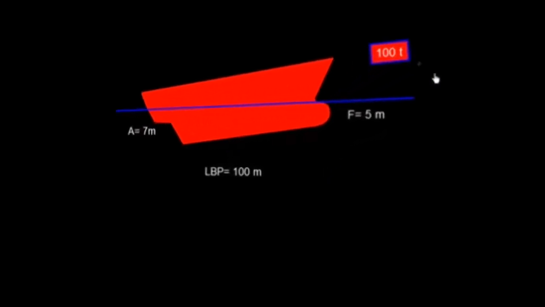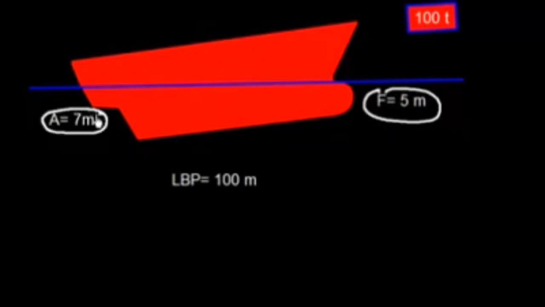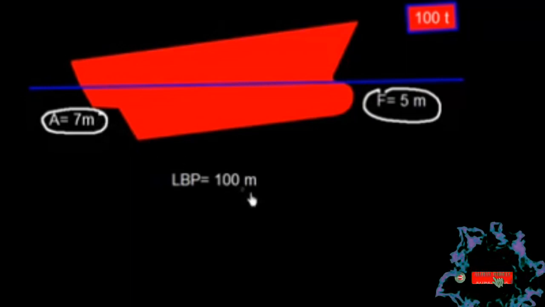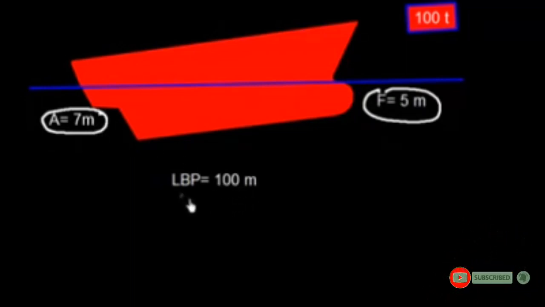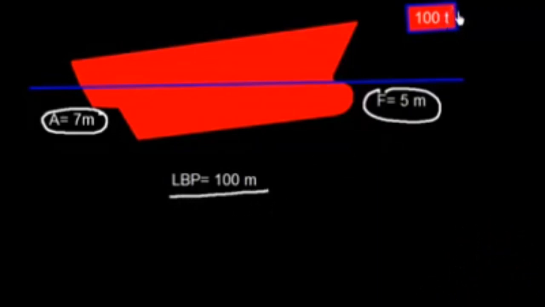In this video I'm going to explain the calculation of a final trim because of loading. So here we have this vessel where the forward draft is 5 meter and aft draft is 7 meter. Well, I have used simple numbers so that we can understand the concept, and the length between perpendiculars is 100 meter. I have this 100 ton weight.